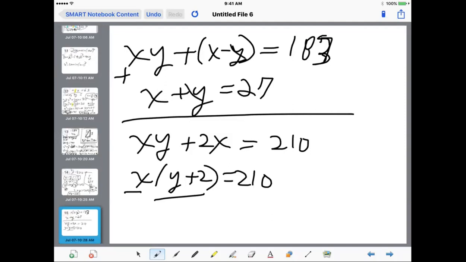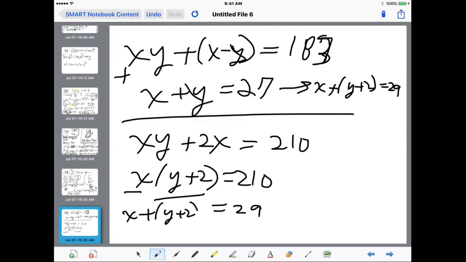Well, if I take this equation and I add 2 to both sides, I end up with my other equation. I added 2 to both sides so that I would have the form, the sum of 2 things, in this case x plus, and the other thing is y plus 2, and the product of those same 2 things is 210. So now I can do the 5-step process.